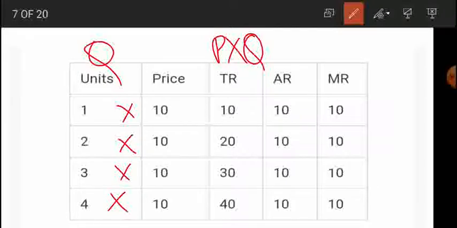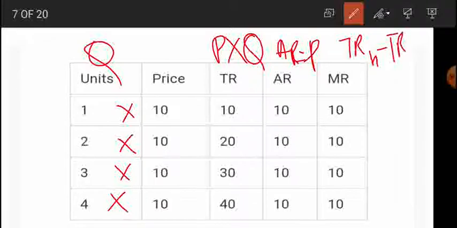Now what is AR? AR is equal to price. AR is equal to P. So पूरा का पूरा हमने as it is यहाँ से ले लिया. Now what about MR? MR means TRn minus TRn minus 1. So first this is 10, 10. 20 minus 10, 10. 30 minus 20, 10. 40 minus 30, 10. Now, what is the conclusion? When, number 1, when price of the commodity remains constant, AR is equal to MR. AR is equal to MR.